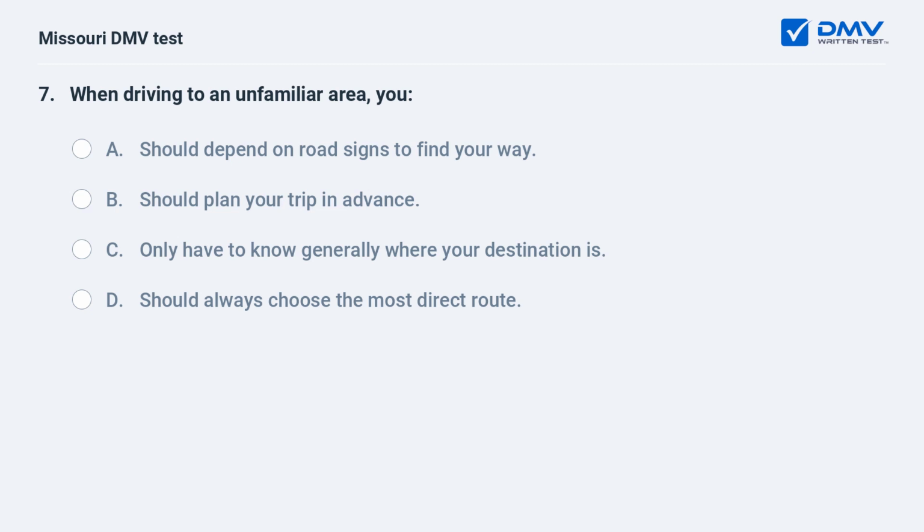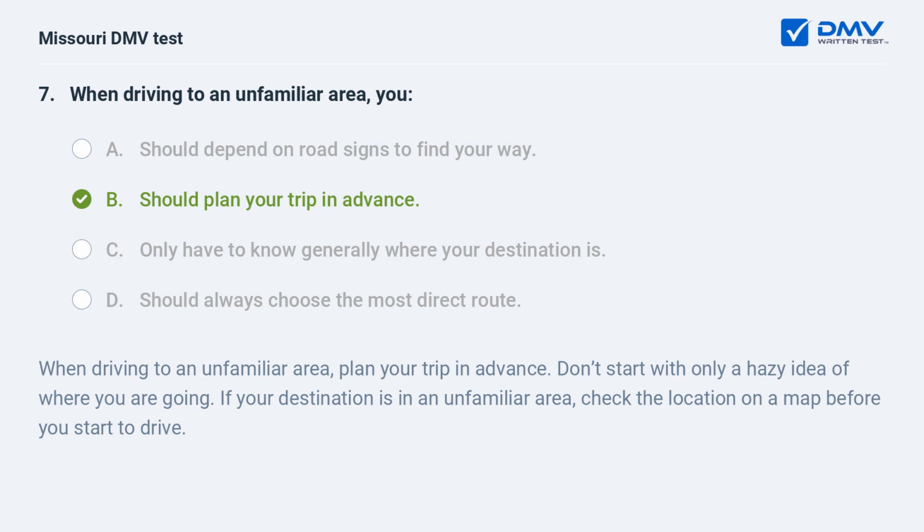When driving to an unfamiliar area, you, A. should depend on road signs to find your way. B. should plan your trip in advance. C. only have to know generally where your destination is. D. should always choose the most direct route. B. should plan your trip in advance. When driving to an unfamiliar area, plan your trip in advance. Don't start with only a hazy idea of where you are going. If your destination is in an unfamiliar area, check the location on a map before you start to drive.